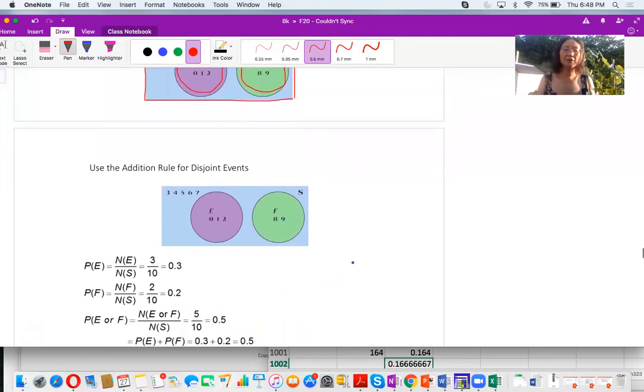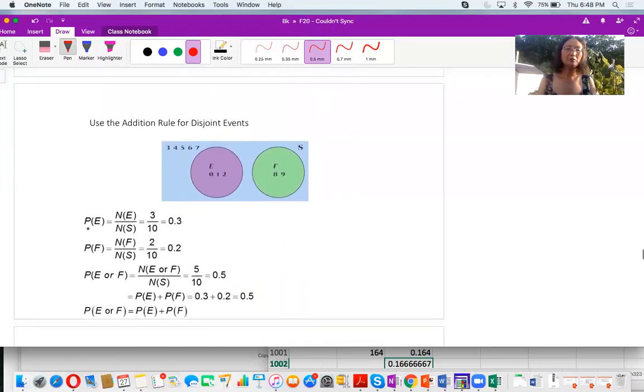And the question asks you, what is the probability of event E? Event E has 3 numbers. And how many total numbers? 10. From 0 to 9, there are 10. So the probability of event E is 0.3. Similarly, the probability of F. How many labels in F? 2. Okay. How many total numbers? 10. So the probability for F is 0.2.